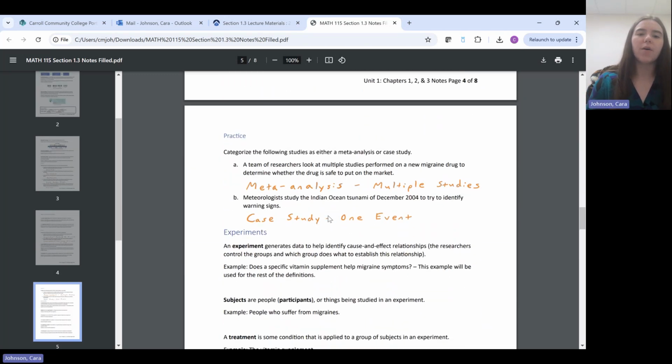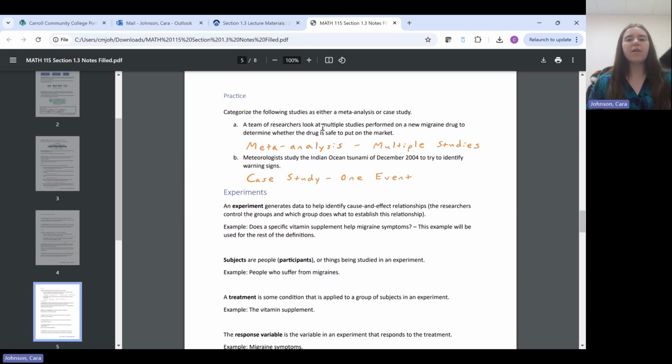Okay, so the first one here: a team of researchers look at multiple studies performed on a new migraine drug to determine whether the drug is safe to put on the market. This one is going to be a meta-analysis because the key is you're looking at multiple studies. You're putting multiple studies together to form a larger conclusion. And then meteorologists studied the Indian Ocean tsunami of December 2004 to try to identify warning signs. This is focused on just this specific tsunami, so that is a case study.